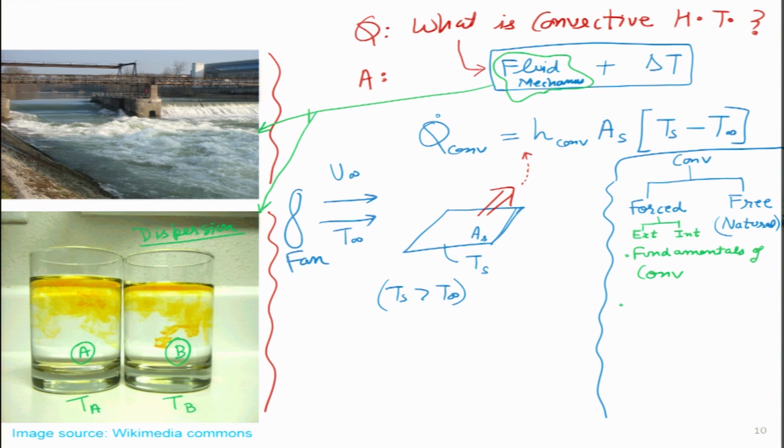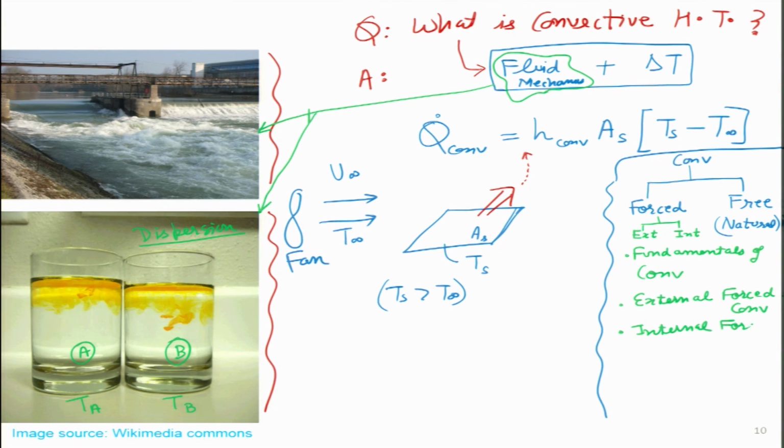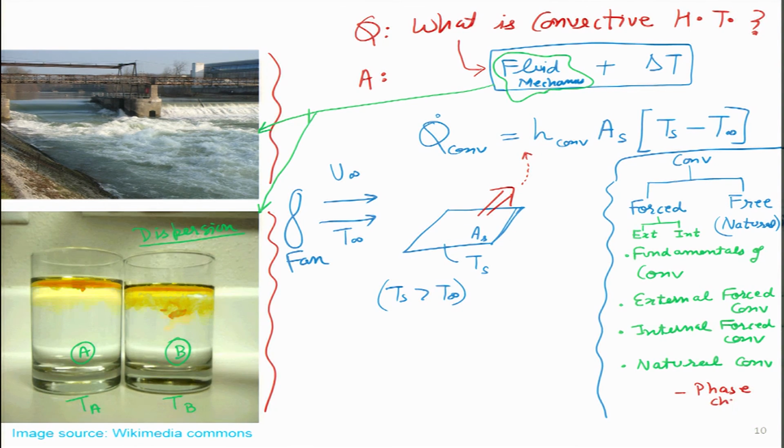So, let me continue with the classification I was writing about. First we will look at the fundamentals of convection, then external forced convection, then internal forced convection, and of course we will also look at natural convection. Then there are two limiting cases for convection. One is the limiting case in physics which we call phase change. So, we look at that problem as well.